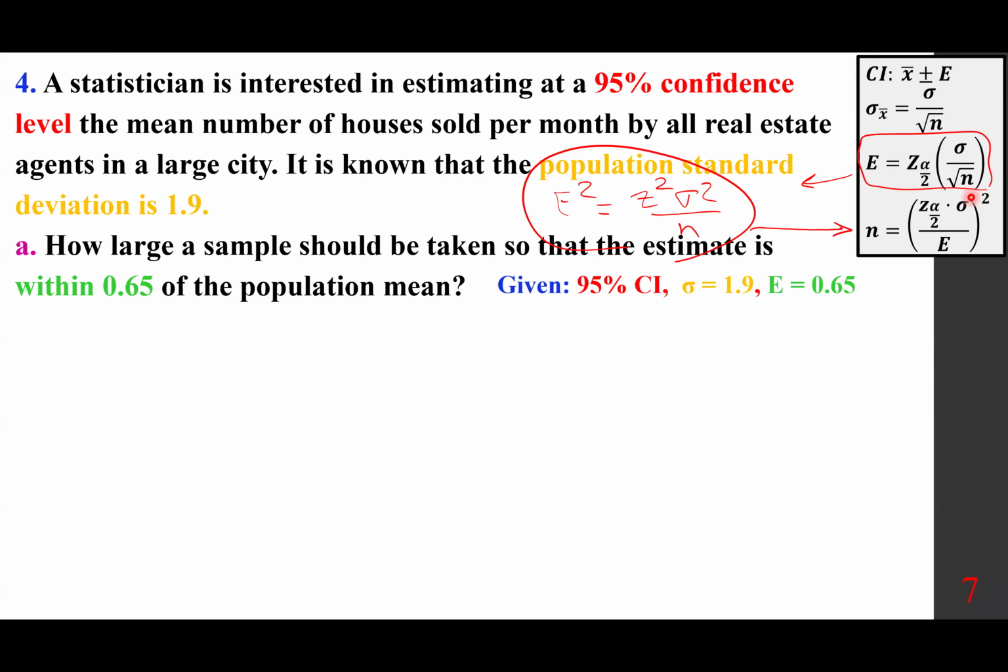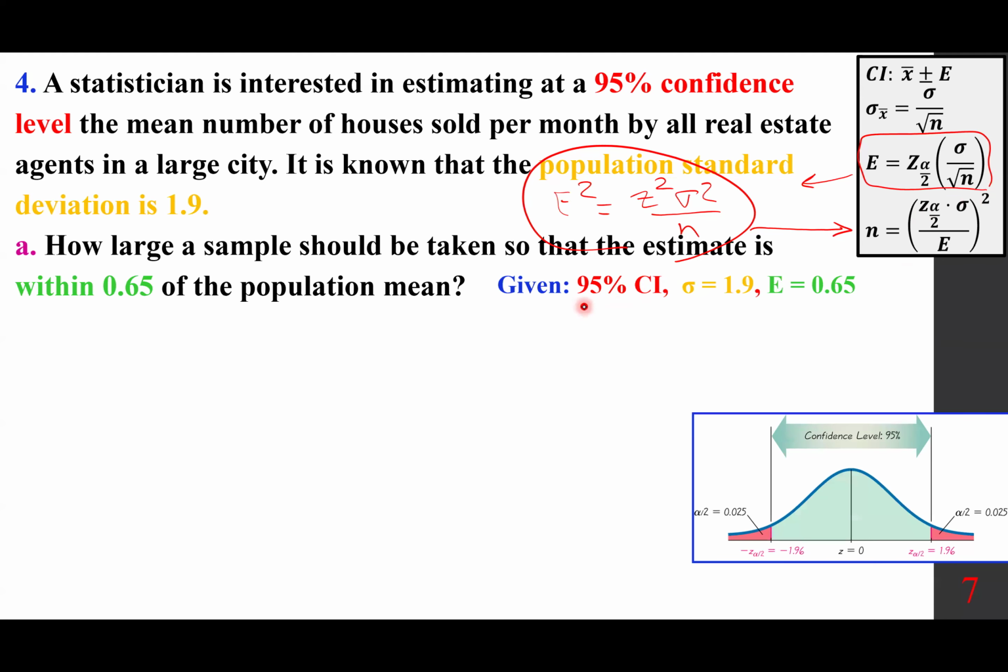So we need the z, sigma, E. We have everything, and z comes from the choice of confidence level of 95%. It is a common one, so you could memorize the numbers. The z value for a confidence interval of 95% is plus minus 1.96. Each tail contains 5% divided by 2, or 0.025, 1.96. So we're going to plug in, we have everything.